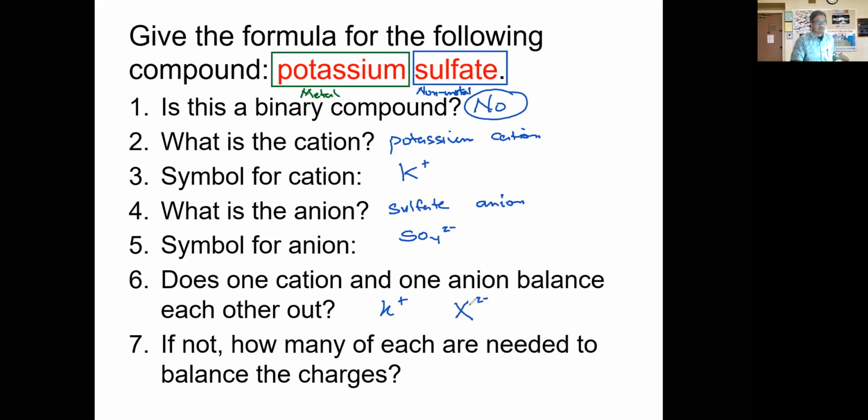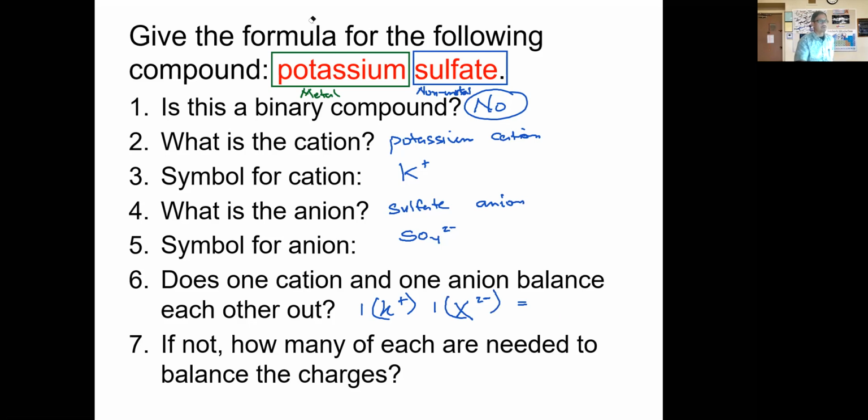Okay, that's your unit, the X. And you want to ask yourself then, does one potassium cation balance out this X here? And we see that no, because if we have 1 potassium and 1 sulfate, the net charge is going to be a -1. So that doesn't work.